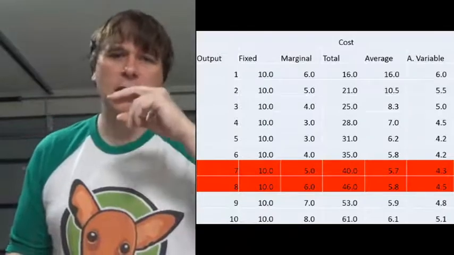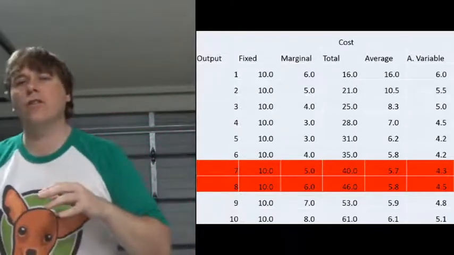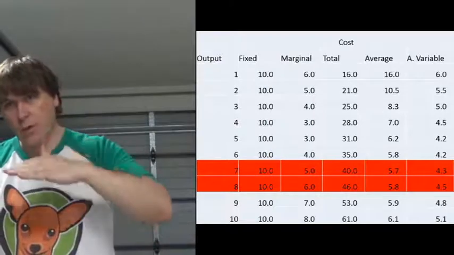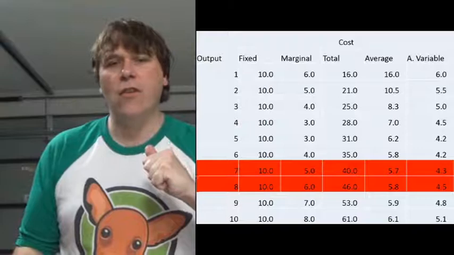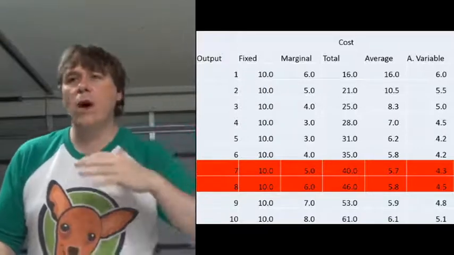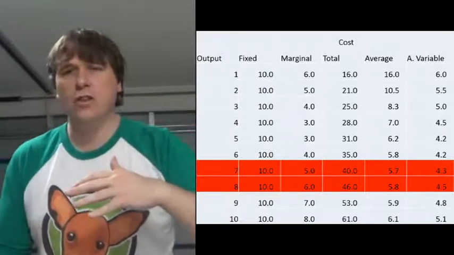That's 21 minus 16. And we keep going until you'll find that you get to your lowest point of your average cost, which is roughly, in this case, an output of 7 or 8. And that is actually where your marginal cost and your average cost intersect.